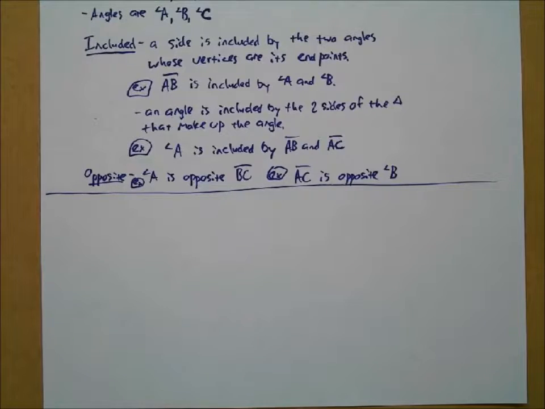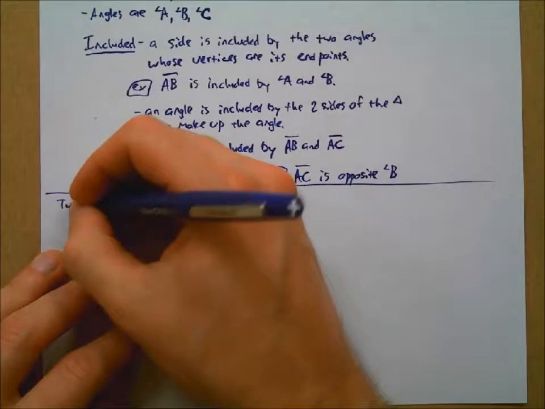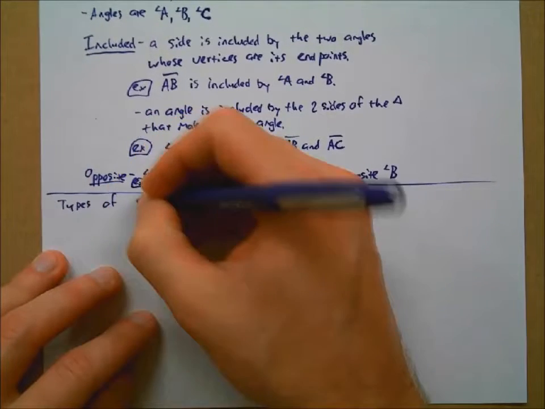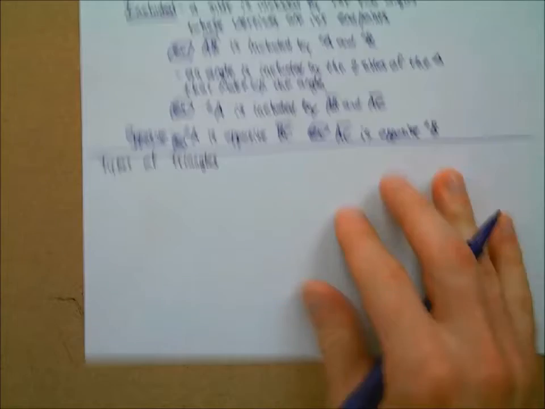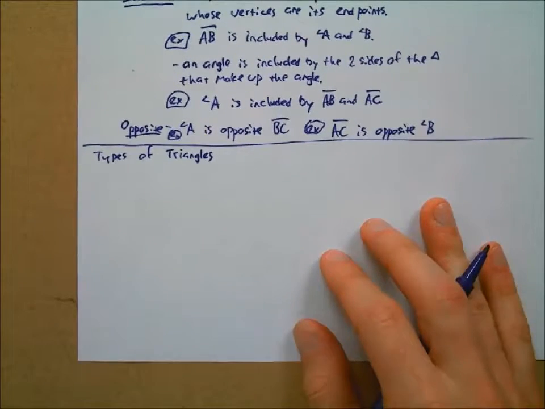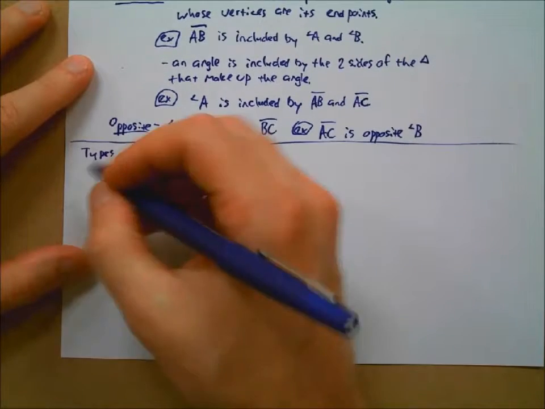Next thing we'll look at will be the types of triangles. All those things are true for all the triangles, but here we've got types of triangles. So first of all, we can classify by sides.